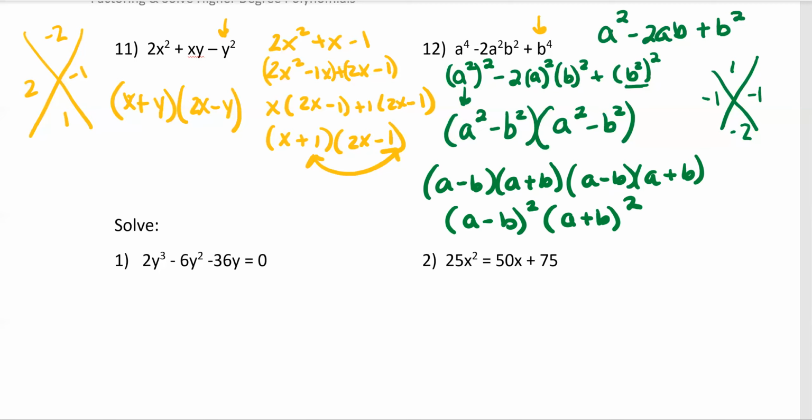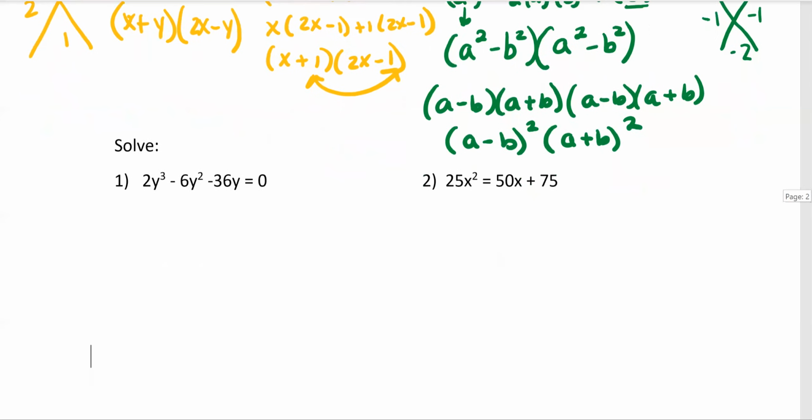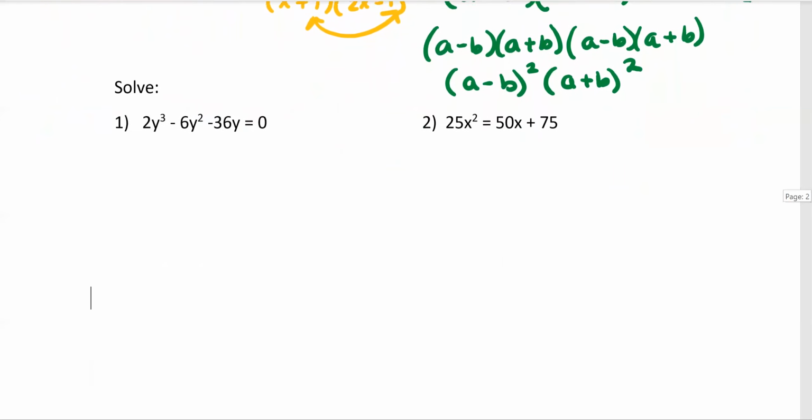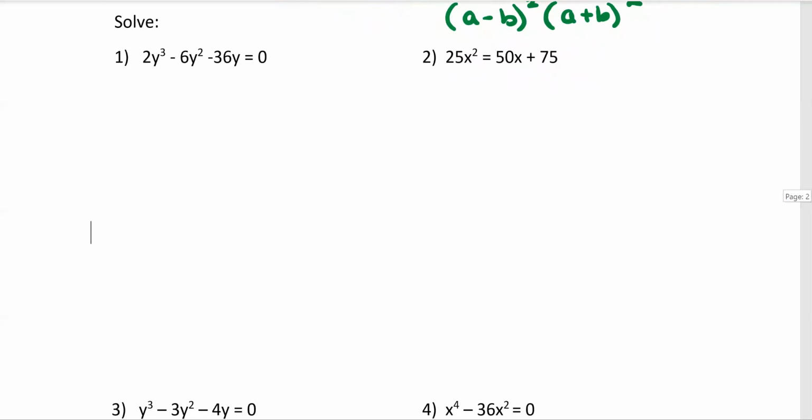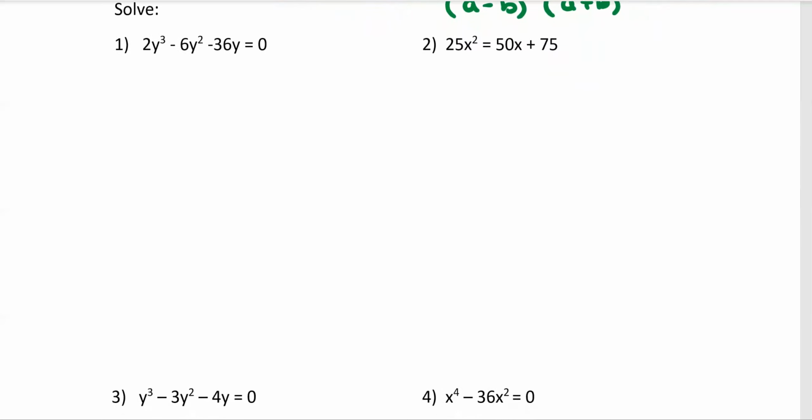So the next set of practice problems, we're just going to solve them. So we know that to solve a quadratic or a higher degree polynomial, we need to factor it and then set all the factors equal to 0. So that's all we need to do. We're going to practice a little more factoring. So number 1, the greatest common factor is 2y.